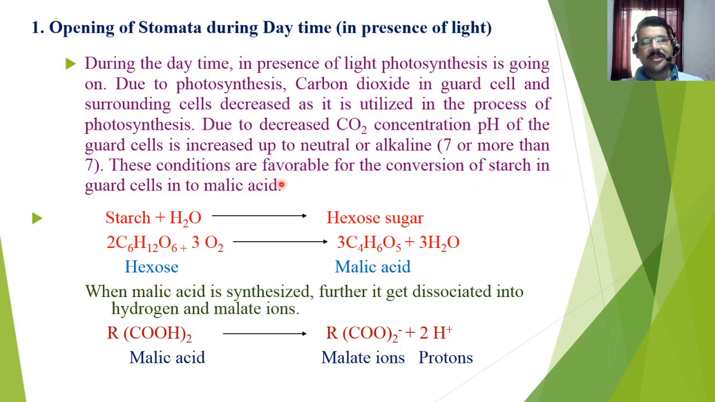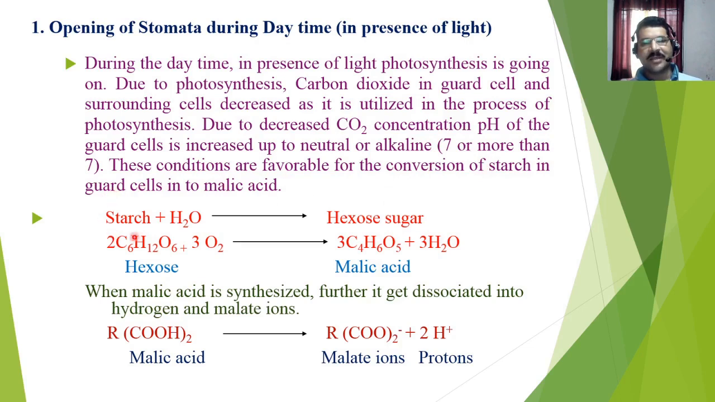So these conditions are favorable for the conversion of starch in guard cells into malic acid. So when CO2 concentration is decreased, the pH will be increased and it will become neutral to alkaline. So this increased pH is favorable for the conversion of starch into malic acid.